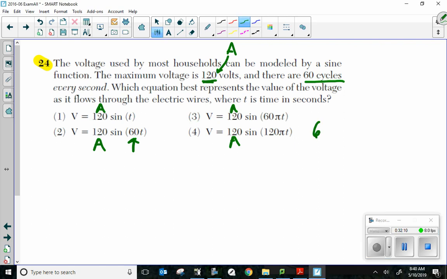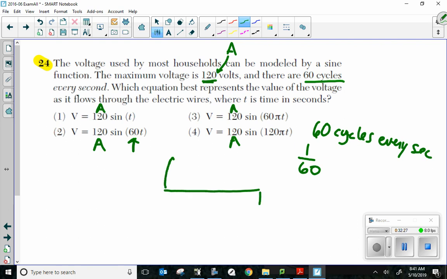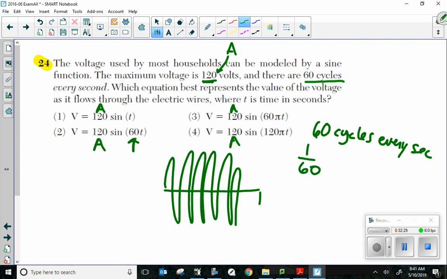Well, if there are 60 cycles every second, what's the length of one cycle? That is 1/60th. Let me say this again. If I have 1 second, and I have 60 cycles, each cycle is 1/60th of that second. That is the period. I need the frequency to find this out.